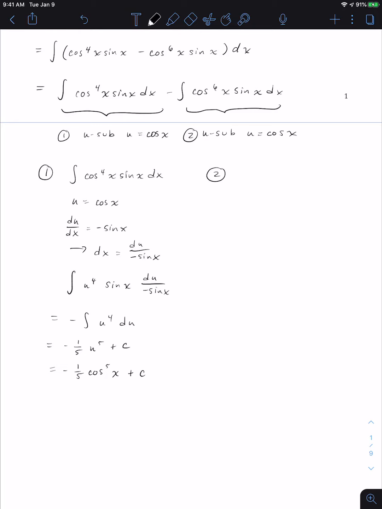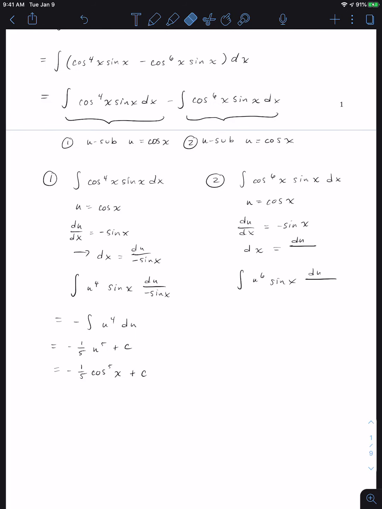The second integral, we're going to integrate cosine to the 6th x sine x dx. So again, u is equal to cosine of x, and dx is equal to du over the derivative of cosine, which is negative sine x. So now we substitute. I get u to the 6th times sine x, du over negative sine x. So again, I get negative the integral of u to the 6th du, which is a power function we know how to integrate, so this becomes negative 1/7 u to the 7th plus c. Substituting our u back in, I get negative 1/7 cosine to the 7th x plus c.